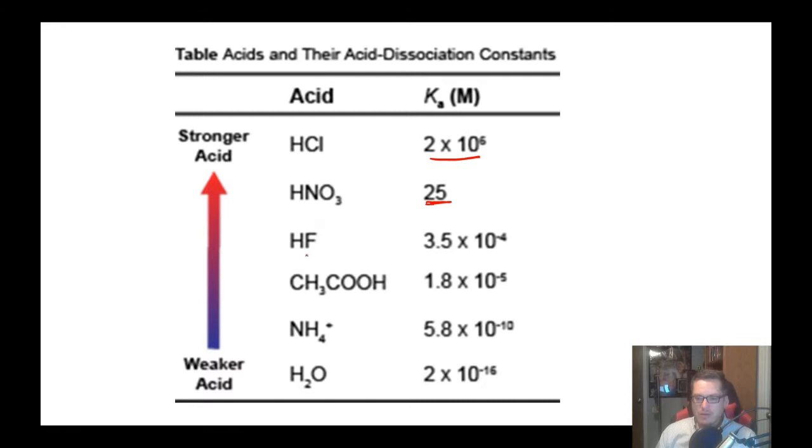However, hydrofluoric acid is a weak acid. This was not one of our 7, and its Ka is only 3.5 times 10 to the minus 4th. Notice that it's much, much smaller. We have a big jump between our strong acids and the first weak acid on this list. Acetic acid, vinegar, is a weak acid, and its Ka is 1.8 times 10 to the minus fifth. Then we have ammonium and water, and water has a very small Ka value.